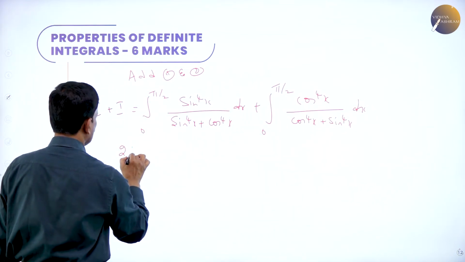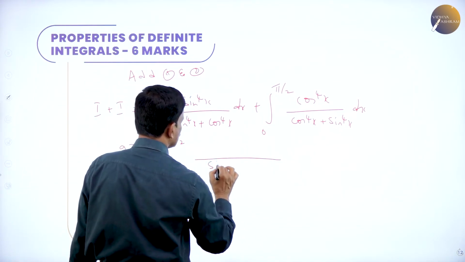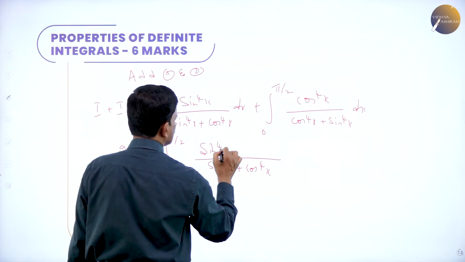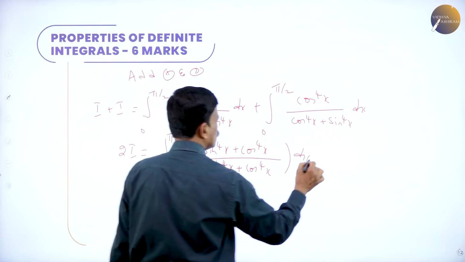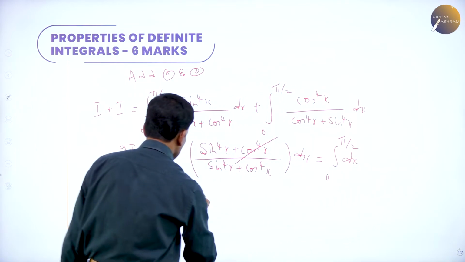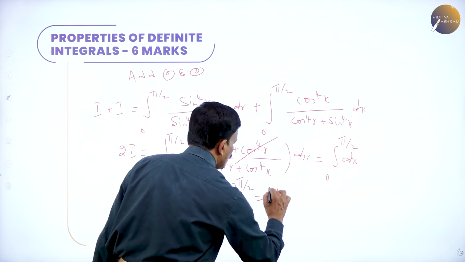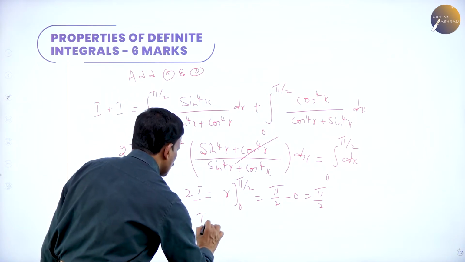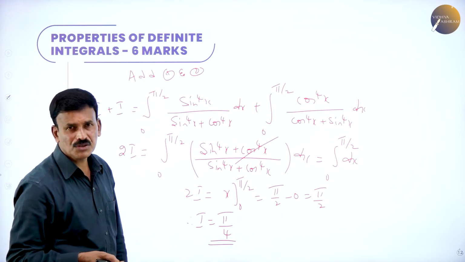Now this I plus I is 2I is equal to, you can take 0 to pi by 2 and take the LCM. What is the LCM? Sine to the power of 4x plus cos to the power of 4x. So this can also be written as sine to the power of 4x plus cos to the power of 4x into dx. So this is equal to 0 to pi by 2. This gets cancelled, integration of dx. So 2I is equal to integration of dx is x between the limit 0 to pi by 2. Apply the limit, pi by 2 minus 0 is equal to pi by 2. 2I is equal to pi by 2. Therefore, I is equal to pi by 2 by 2 is pi by 4. So the answer you are going to get is pi by 4.